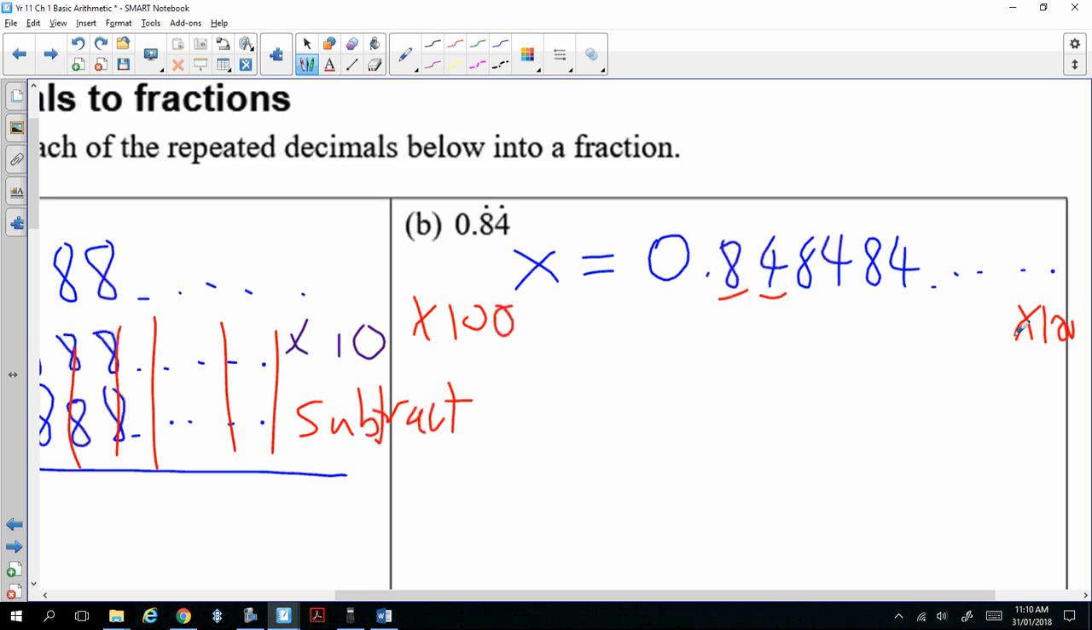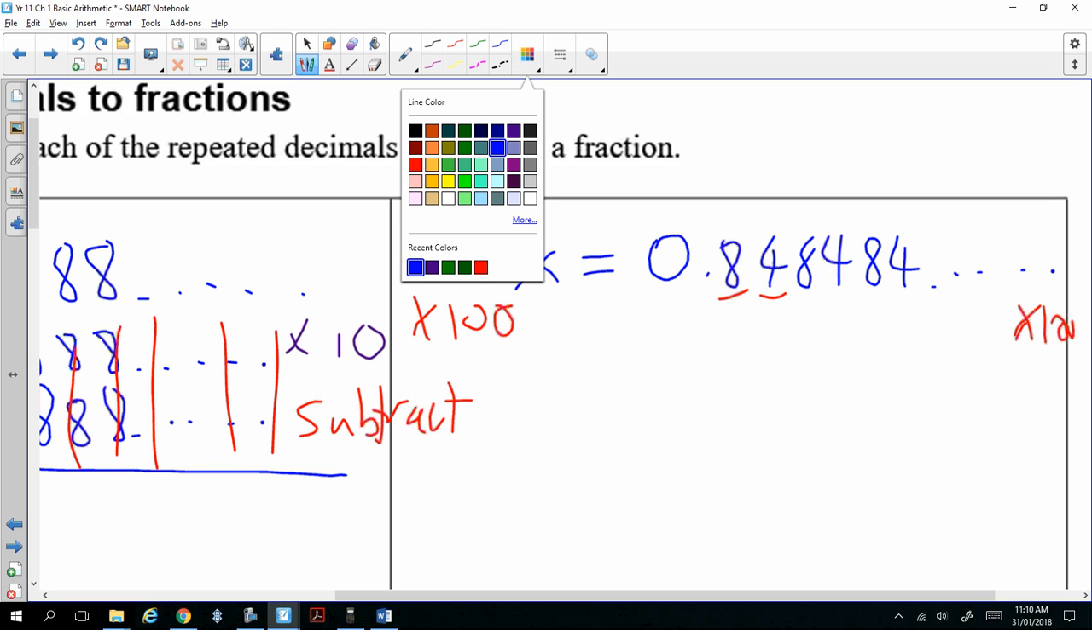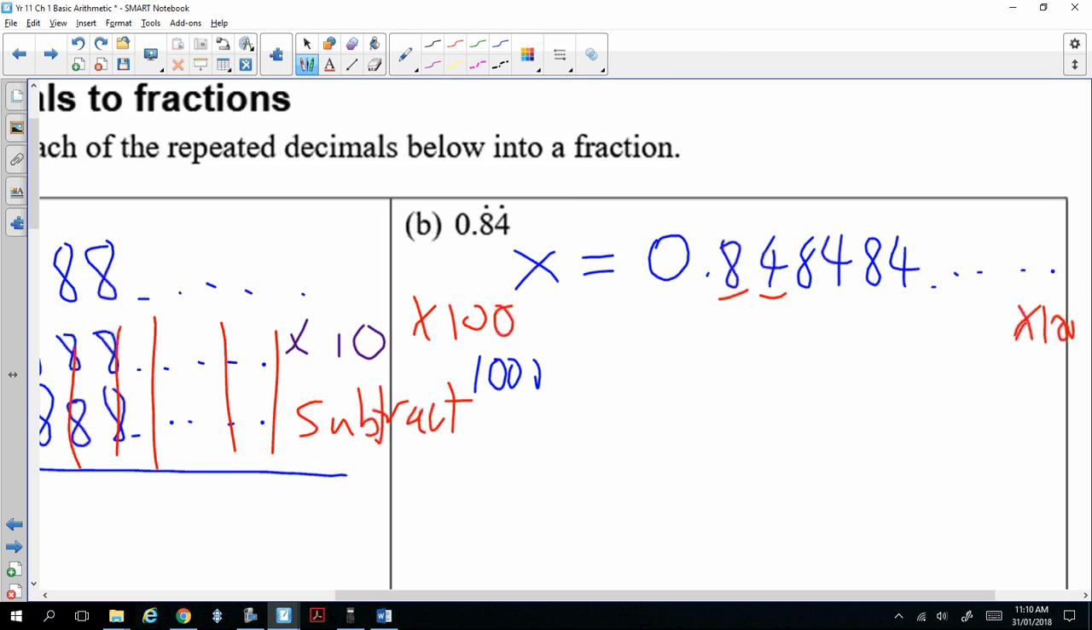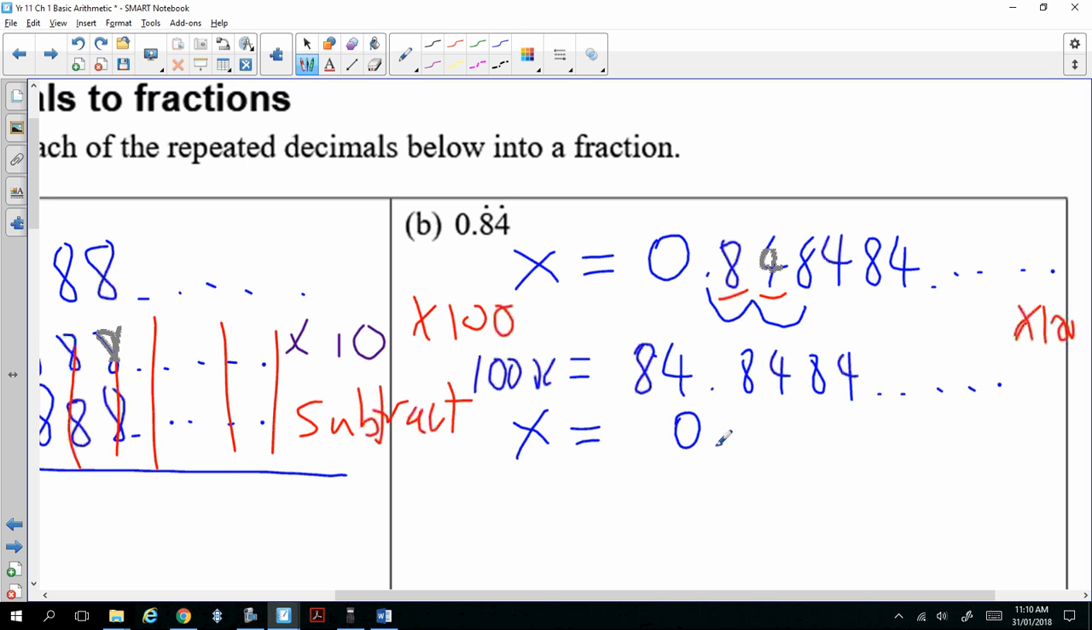So you get 100x equals to, now if you times by 100, the decimal place moves 2 places to the right. So it becomes 84.8484 dot, dot, dot. And remember to write x again because subtraction is easier if you line up the decimal point. So then you can do the right subtraction. Make sure you line up the decimal point. Yep, when you do the subtraction, draw a line there.